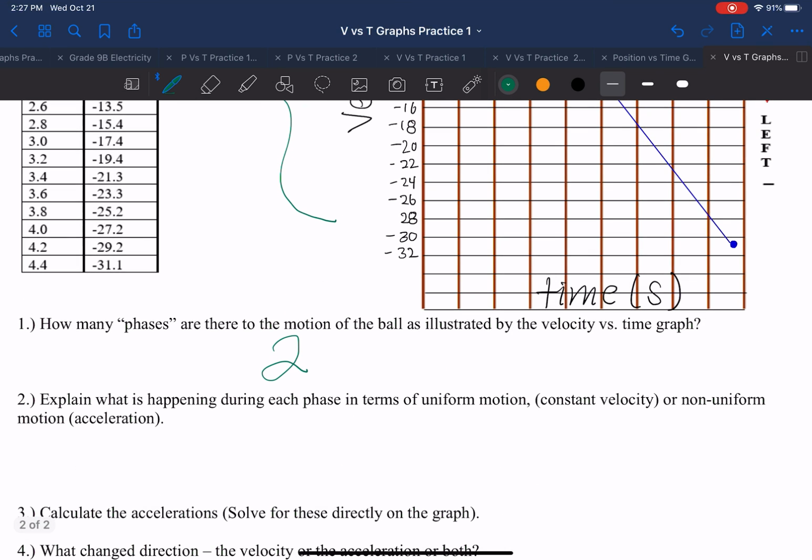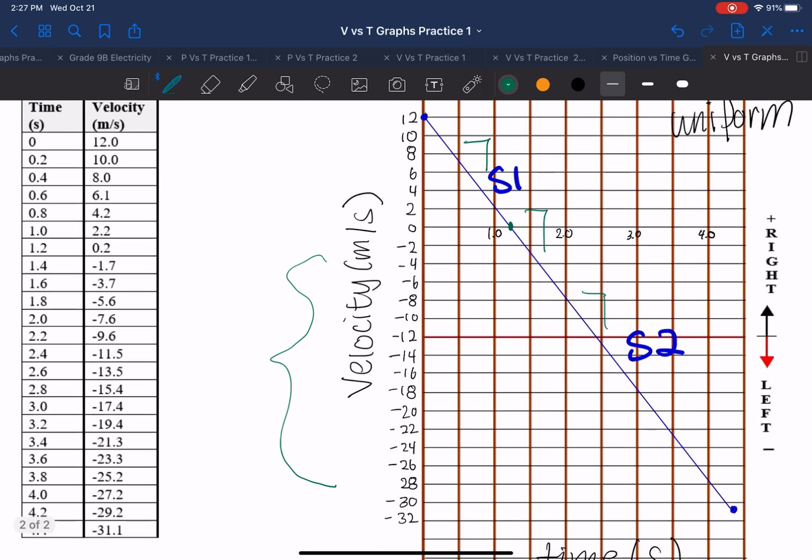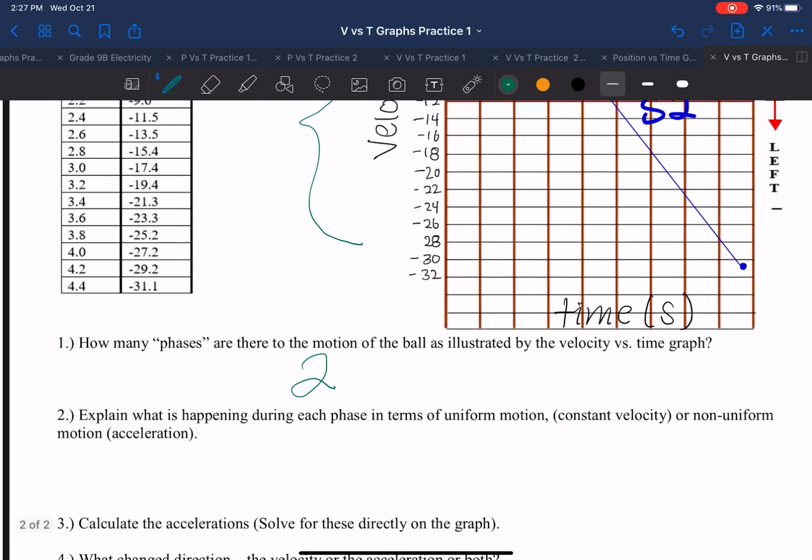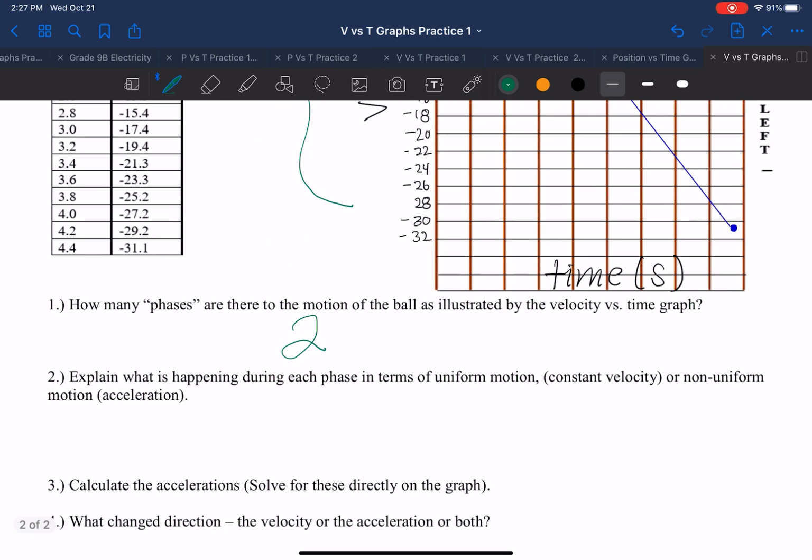Explain what is happening during each phase in terms of uniform motion. Well, in each phase, S1 and S2 is the same diagonal line, but each phase is having that constant acceleration because the slope is a straight diagonal line. So if we take any of those numbers and plug it into our slope formula for acceleration, we'll get the same values for acceleration, which we'll see very soon once we solve for it. Because question 3 is asking us to solve for acceleration.